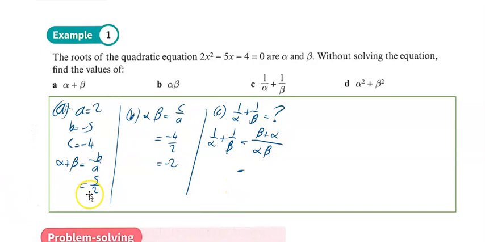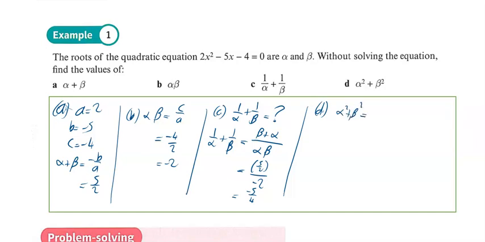You've already worked out what alpha plus beta is, and you've got alpha beta, you've already worked out what that is. So from here on in, it's just substitution. From part A of this question, you knew that was going to be equal to 5 over 2. So 5 over 2, and the bottom line is going to be equal to minus 2. So 5 over 2 divided by minus 2 is going to be minus 5 over 4. Okay, part D. Part D, you've got to find alpha squared plus beta squared.